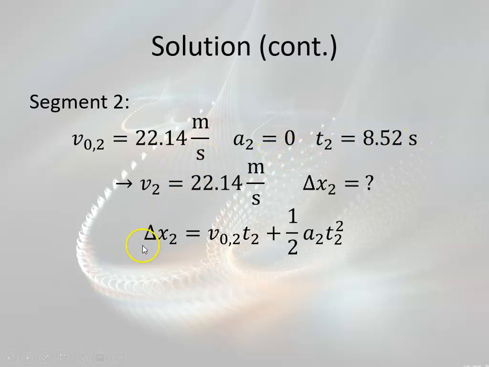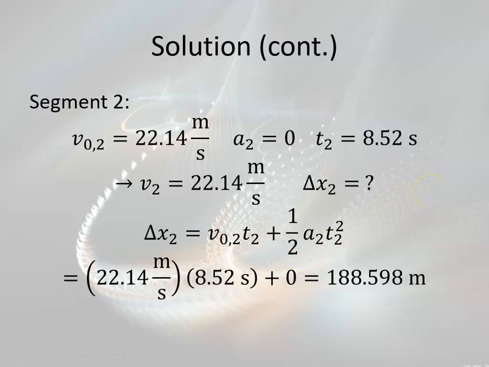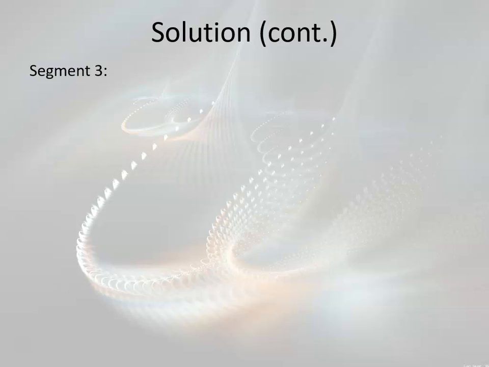So how about just the delta x equation? And the 1/2 at squared term is 0. So that's an easy calculation there. So we get the displacement in segment 2 is 188.598 meters. Remember, don't round until the end.